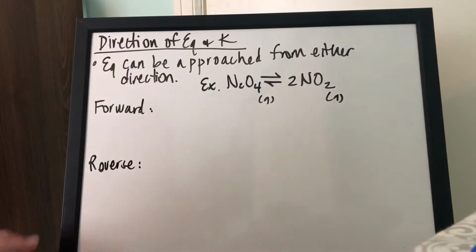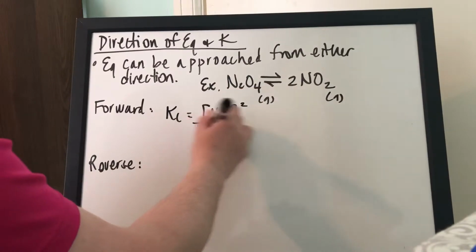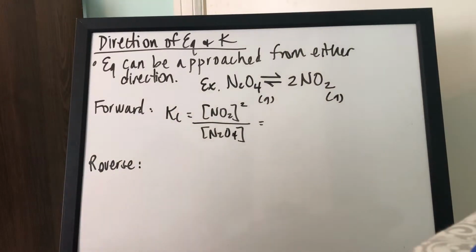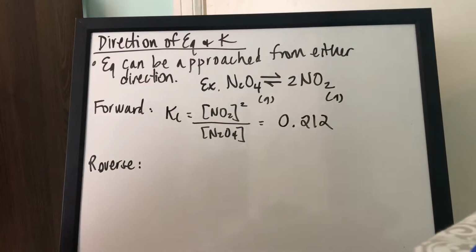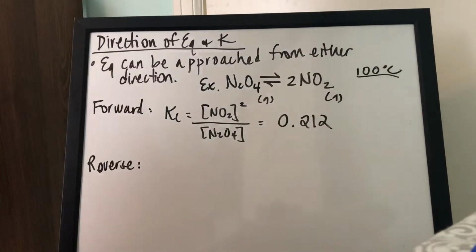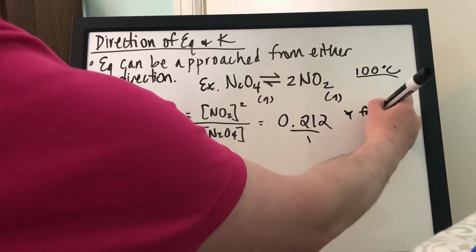If I approach it from the forward direction, then my Kc expression would be products over reactants, which would be NO2 squared over N2O4. I could either calculate this value if I had data, or I could look it up. I looked this up, and this value is 0.212 at, I picked a temperature, 100 degrees Celsius. So I could ask you, does this reaction favor the reactants or the products? Again, we just talked about this. Put this over 1. It obviously favors the reactant, so I'm going to put a little note here.